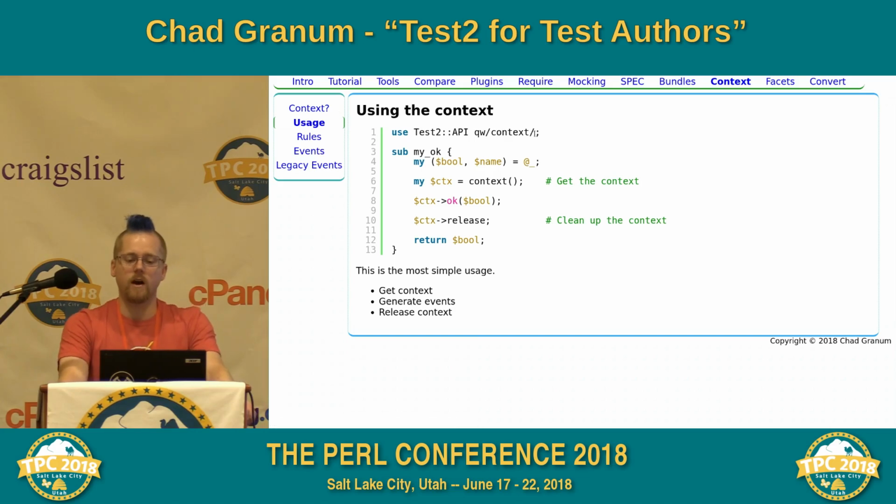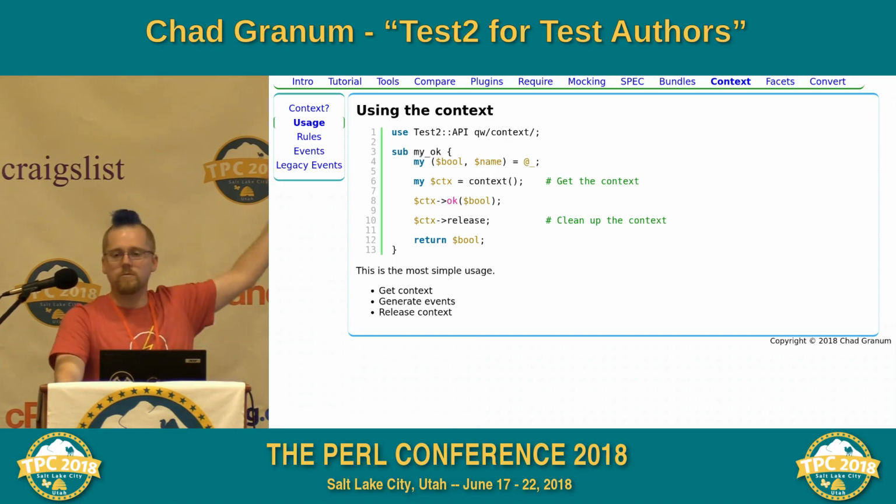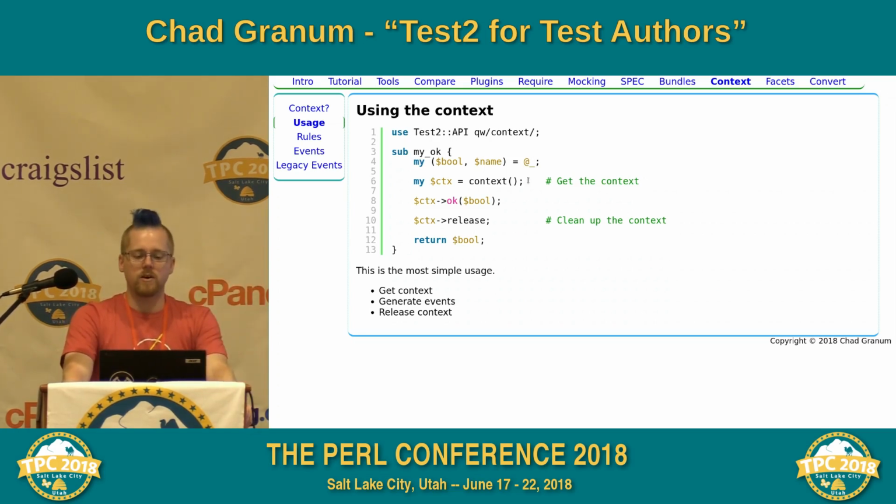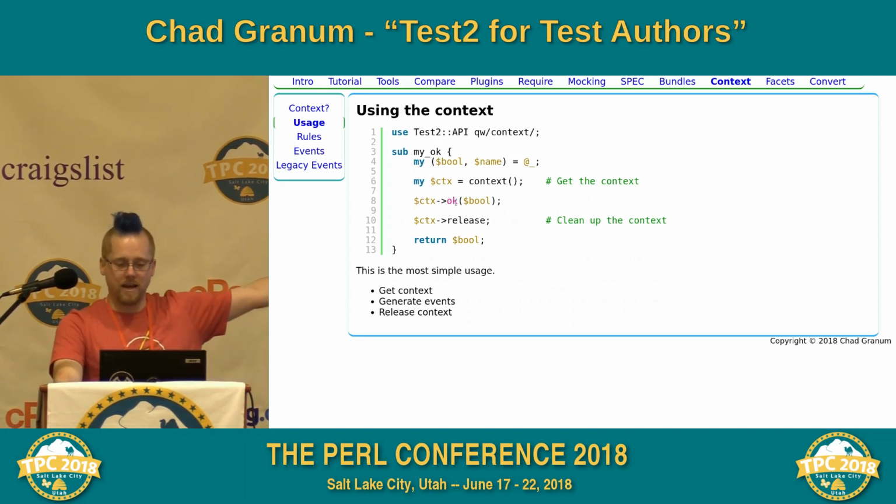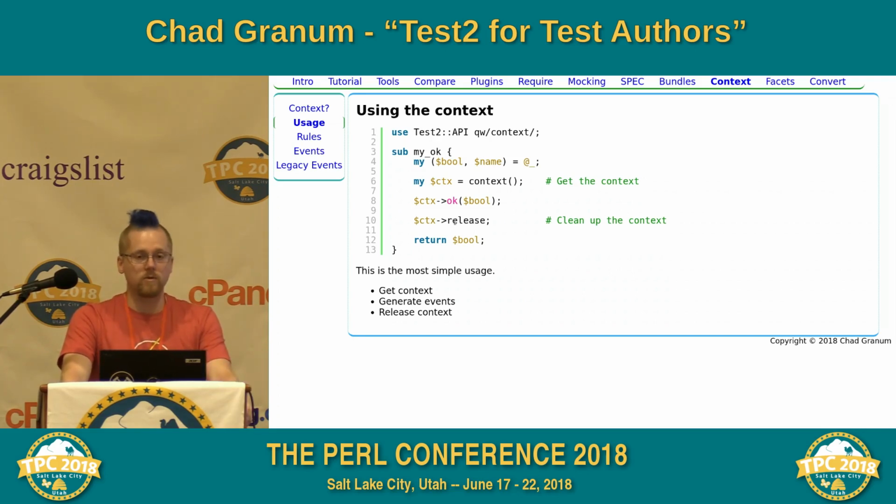Usage. You import the context function from Test2 API, so we're just re-implementing OK here. My OK takes the bool, name, whatever. You acquire your context object and you guard it like it is your child. You can call methods to create events. So here we're calling OK with the Boolean that generates the event. And then when you are done, you want to clean up.